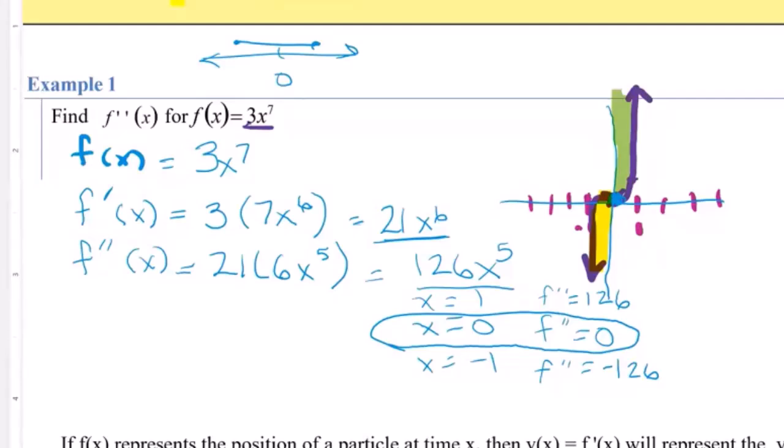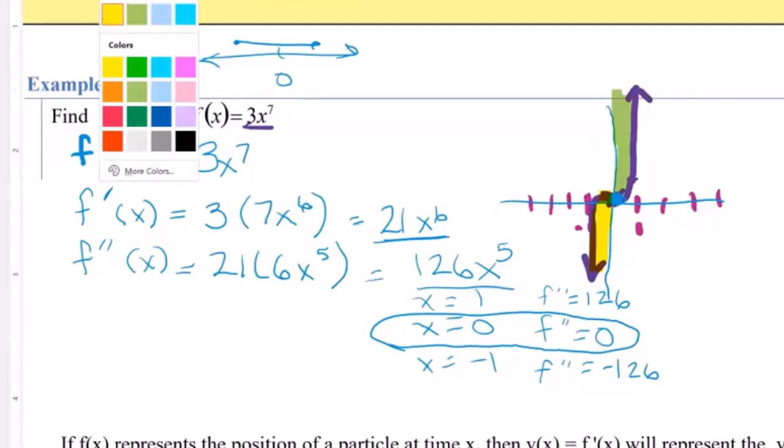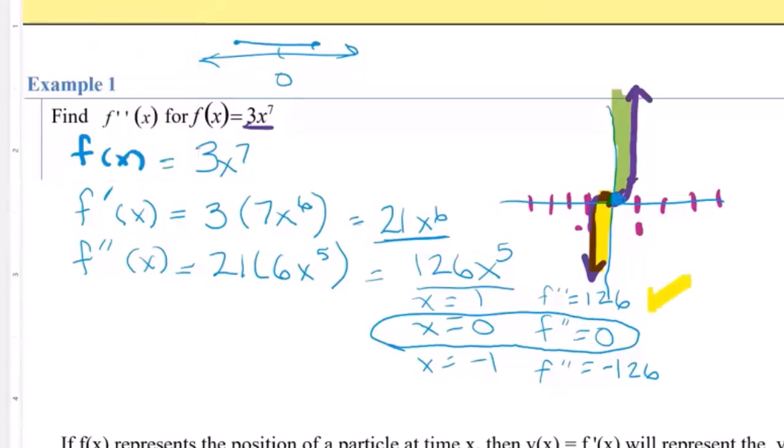So just like we said, notice when it's positive, it's positive. When it's negative, it's negative. If you were to draw a parabola next to it, a positive parabola would look like this. A negative parabola would look like this. This is concave down, and this is concave up.